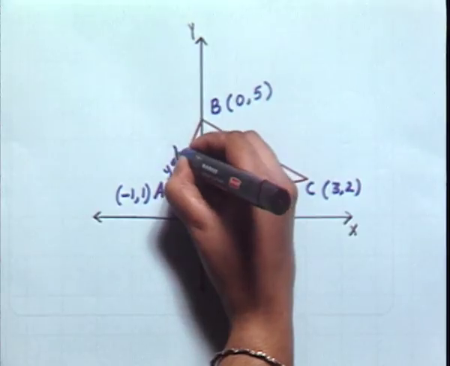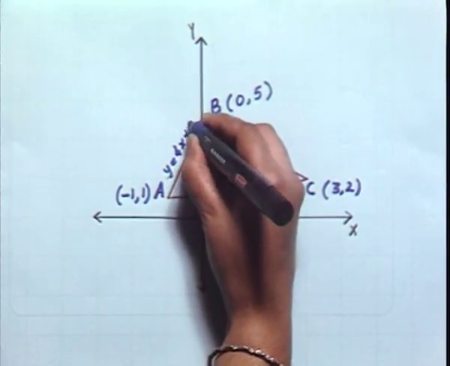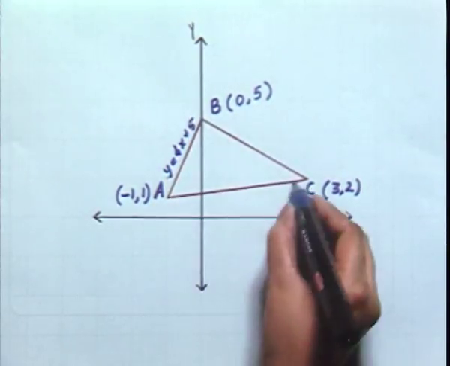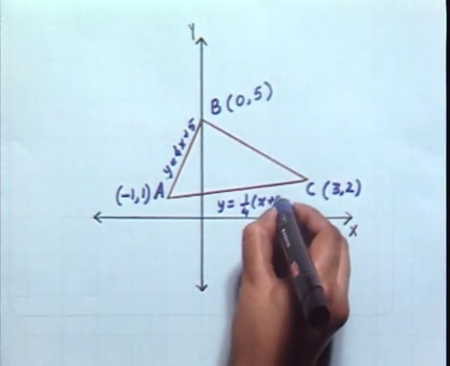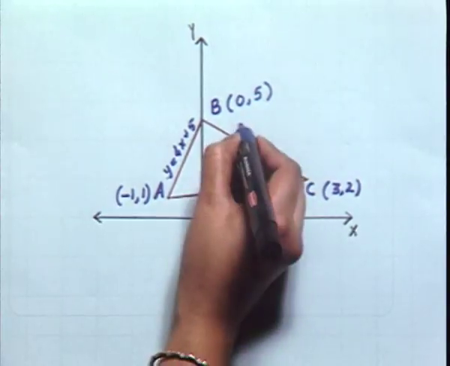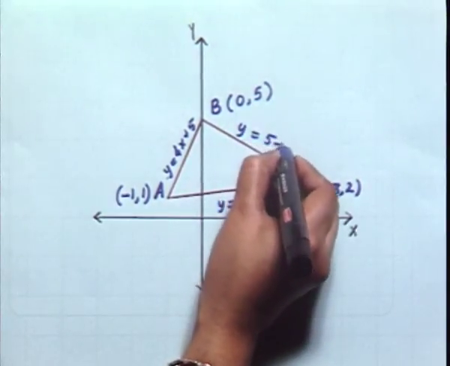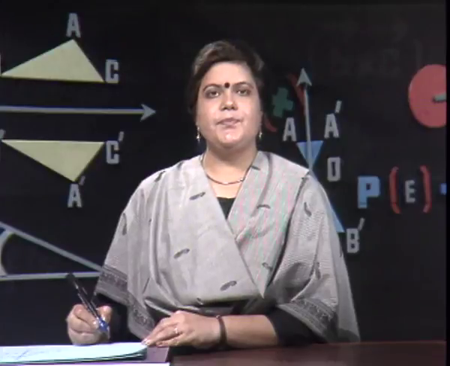So, you have y is equal to 4x plus 5 representing AB, AC is represented by y is equal to 1 by 4 x plus 5, and BC is represented by y is equal to 5 minus x. To find the area of the triangle ABC, what will we do?